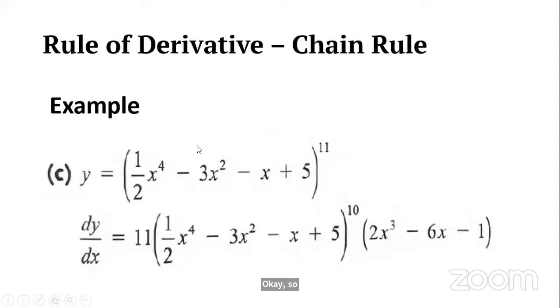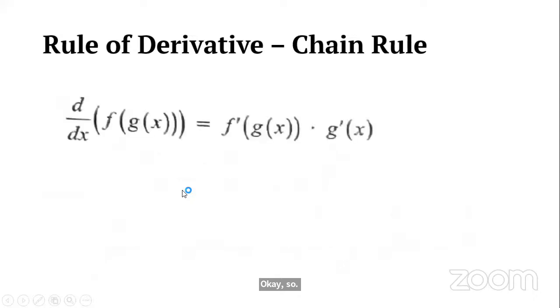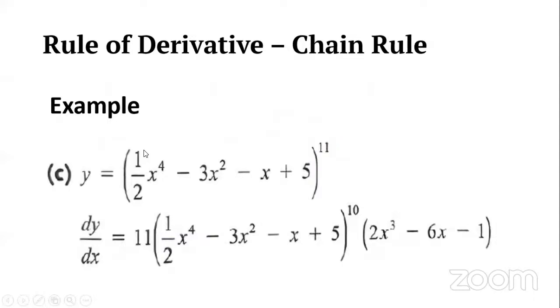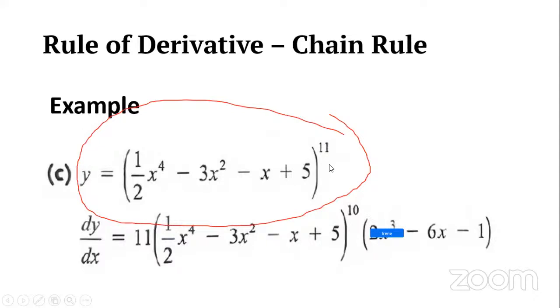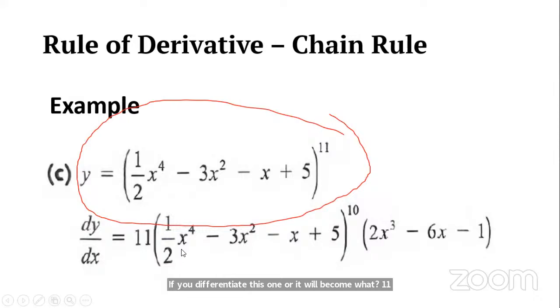Okay, so let's apply the chain rule for this function. The chain rule says you differentiate f first. And like I told you, all this one is your f. So if you differentiate this one, it will become 11 into bracket 1 over 2 s exponent 4 minus 3s squared minus s plus 5, exponent 11 minus 1.